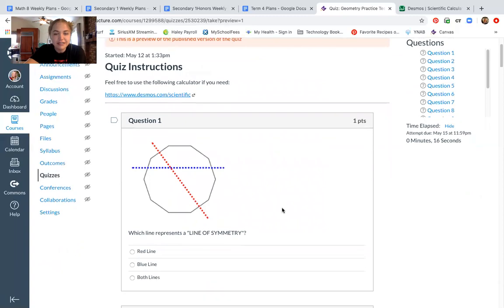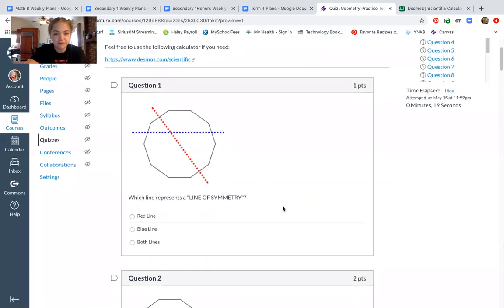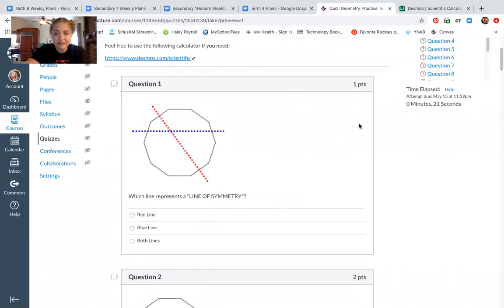Okay, so let's look at these questions, numbers 1, 2, 3, and 4. You are looking for lines of symmetry. Now, on the written test, I would have just given you a blank shape and made you draw in all the lines of symmetry. So let's breathe a sigh of relief at how much nicer it is that you just have to choose which ones are lines of symmetry.